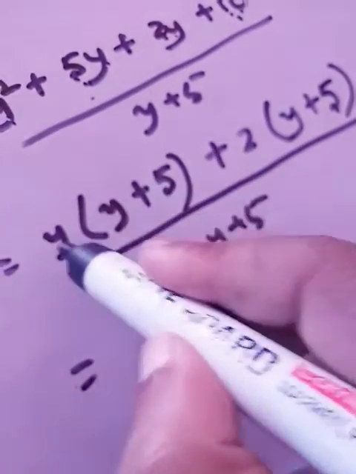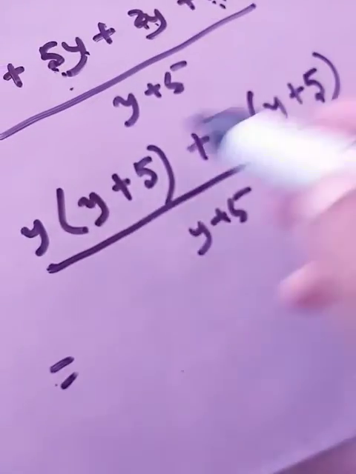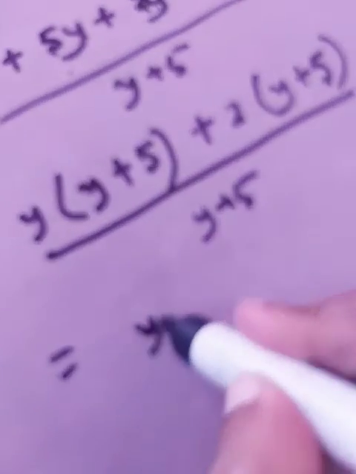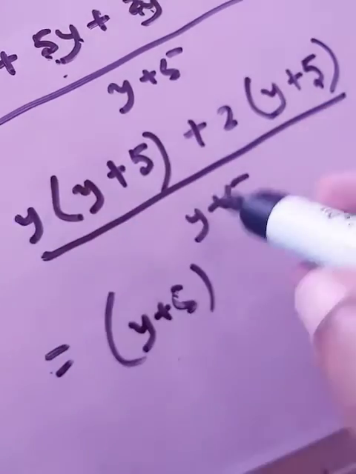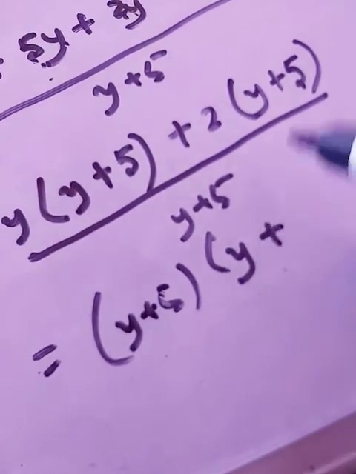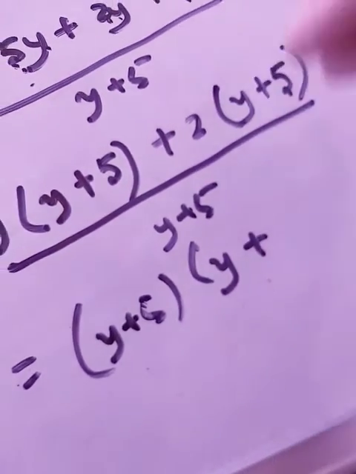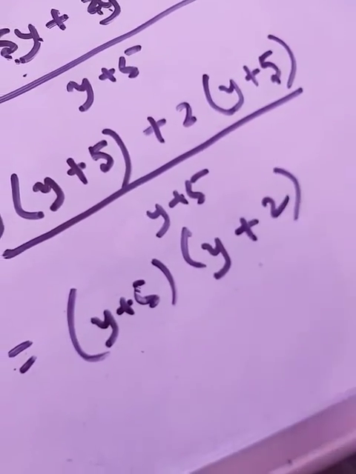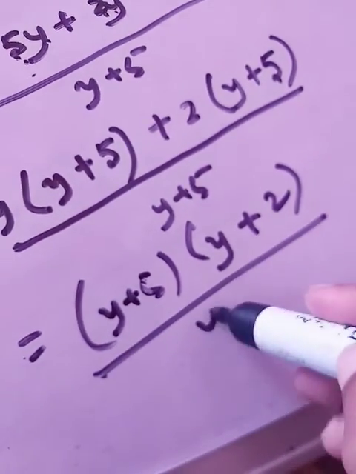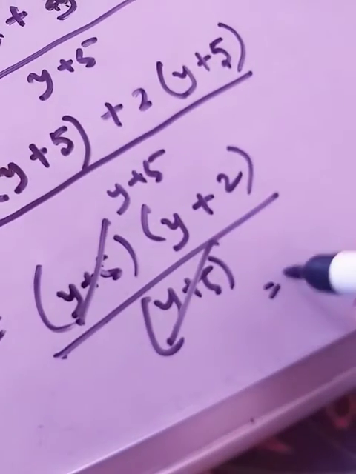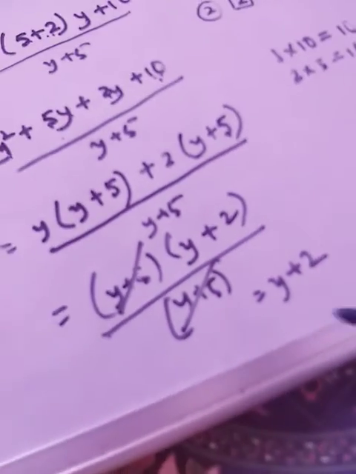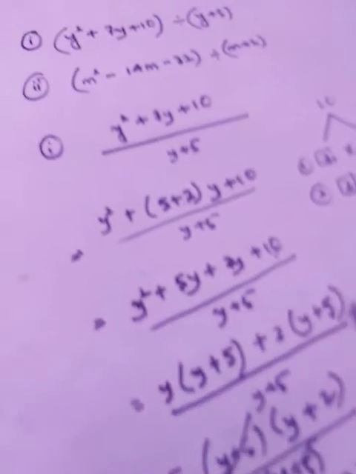Now carefully observe, these two terms both carry y plus 5. So we take y plus 5 as common. If you remove y plus 5 from here, what remains? y. If you remove y plus 5 from here, what remains? Only 2. This is divided by y plus 5. Now cancel y plus 5, and the required answer is y plus 2. So this is the solution of sum number 1.